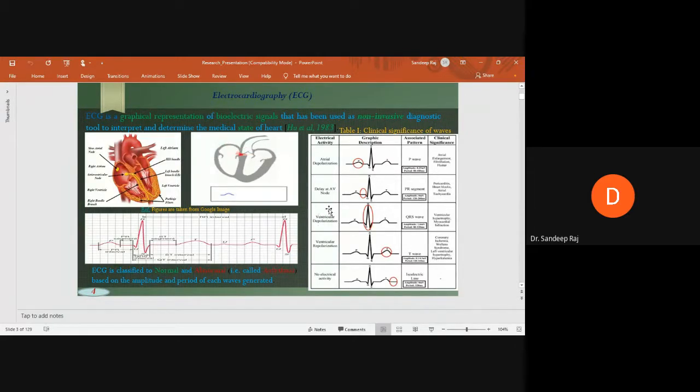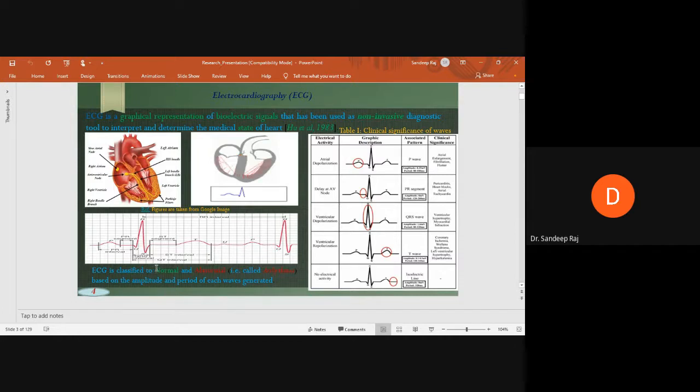So ventricular depolarization has a clinical significance of ventricular hypertrophy, myocardial infarction, and many more. Similarly, when the ventricles repolarize, the T wave is generated, and its clinical significance is coronary ischemia, Wellens syndrome, left ventricular hypertrophy, and hyperkalemia.